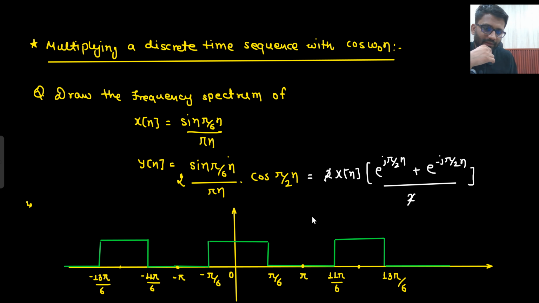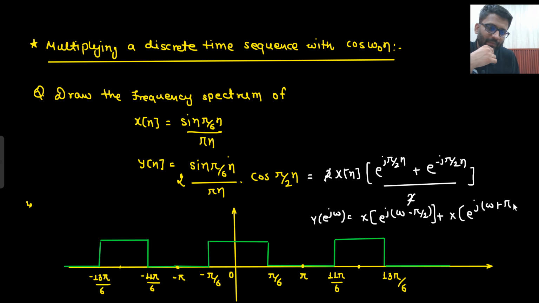So now what will happen? Y e to the power j omega will be x e to the power j omega minus pi by 2, plus x e to the power j omega plus pi by 2. That means shifted right, shifted left, and then added. Is that clear to you or not? Shifted right, shifted left, and then you need to add them up.